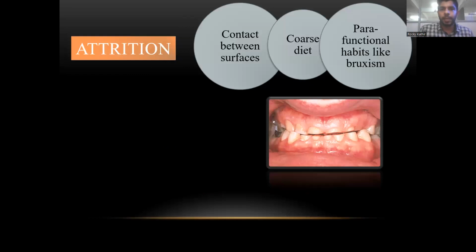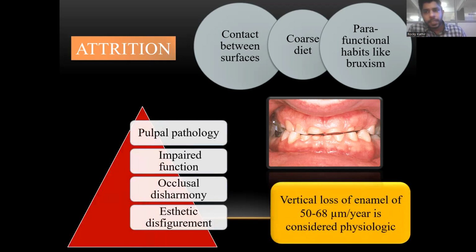Attrition is caused by the contact between surfaces and is usually hastened by a coarse diet. Attrition is also caused by parafunctional habits such as bruxism. Advanced cases of attrition show pulpal pathology, impaired function, occlusal disharmony, and aesthetic disfigurement. Vertical loss of enamel of up to 50 to 60 micrometers per year is considered physiological.